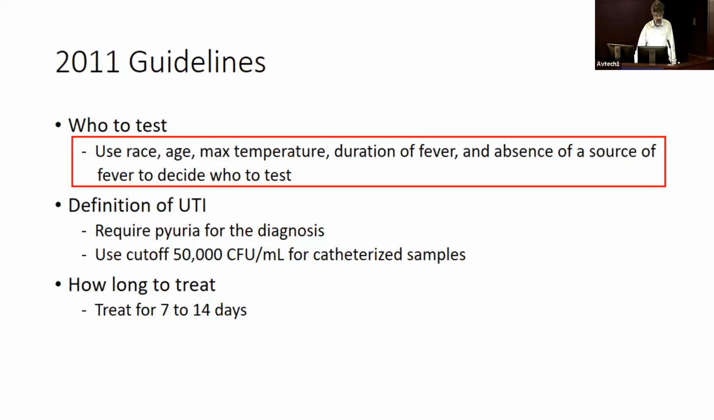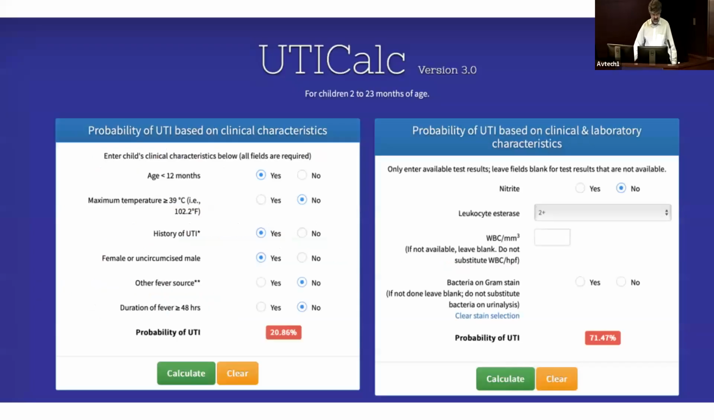So first, who to test. The AAP guidelines recommended using these 5 criteria to decide who should be tested: race, age, maximum temperature, duration of fever, and absence of another source of fever. Well, what's changed now is we have this tool called UTI Calc. This is version 3.